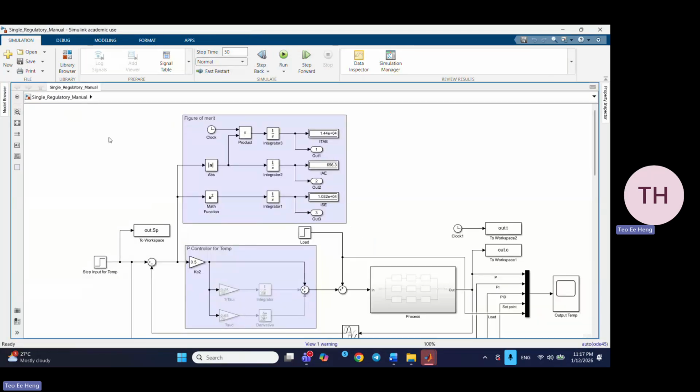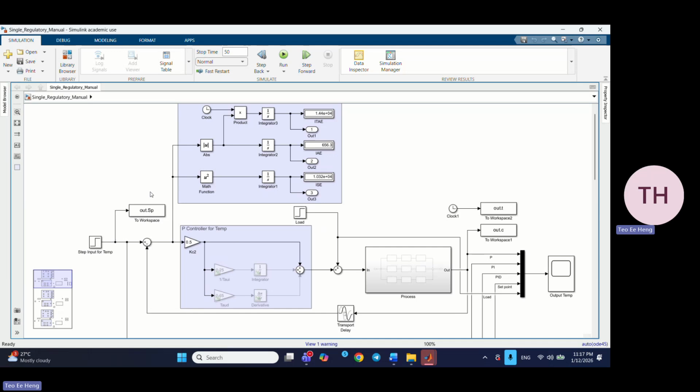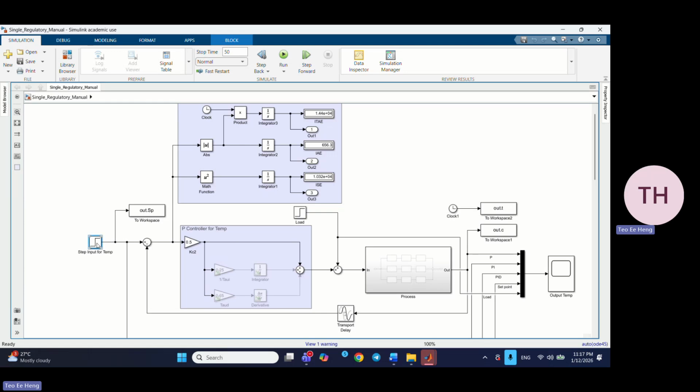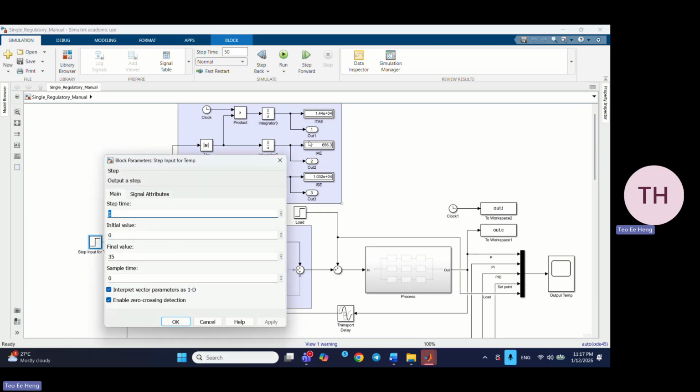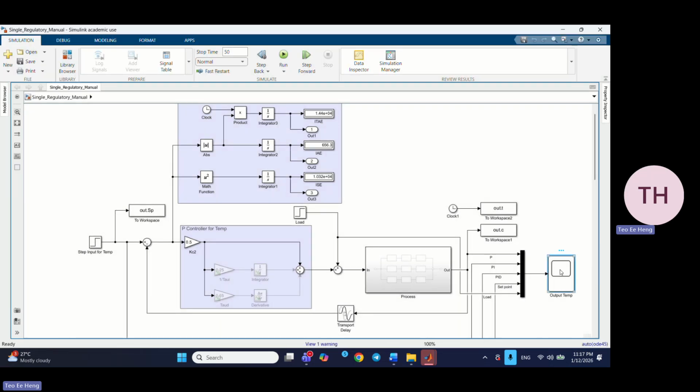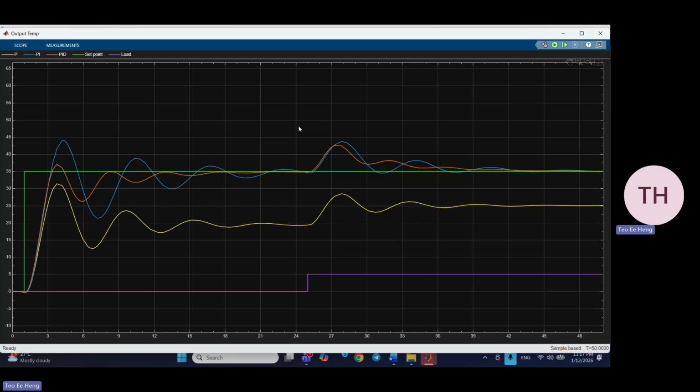For the regulatory control by manual controller, since it is regulatory control, we need to add a disturbance load, which is U. Here I set U equal to 5, so the initial value is 0 and the final value is 5 at a step time of 25 seconds. The same input is applied also. Then we run the model and we can get the response curve like this.